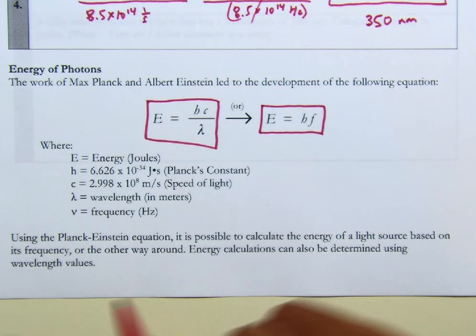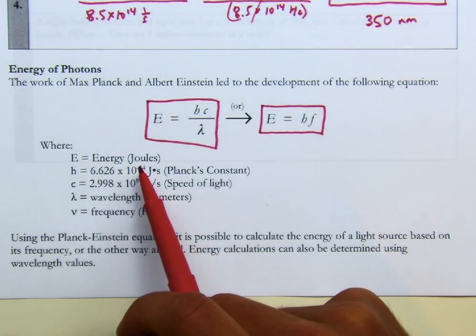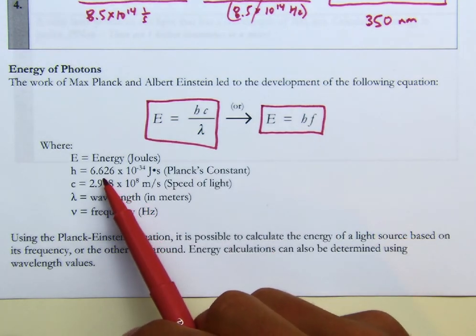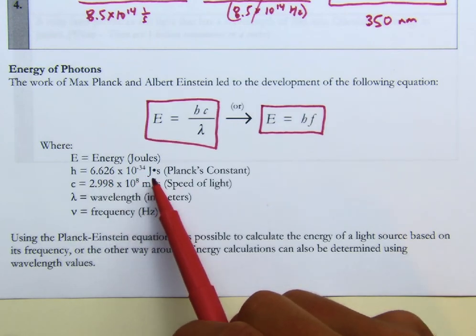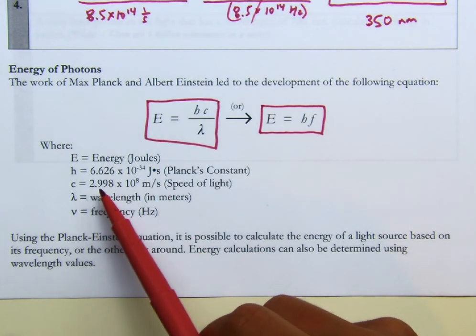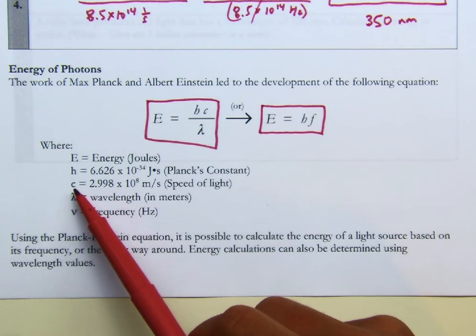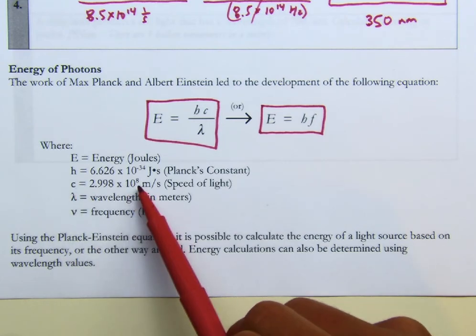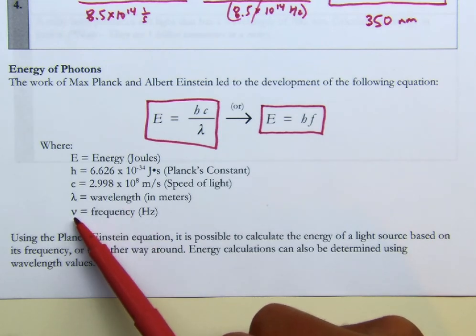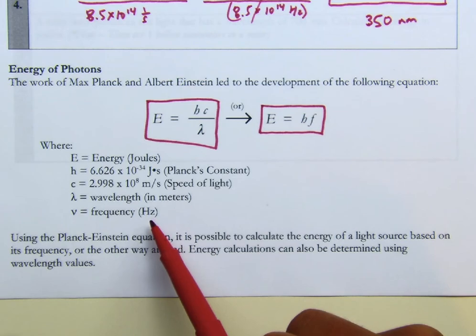So anyhow, the E stands for energy. The unit of energy is joules. We'll learn more about that later in the year. H is what's called Planck's constant, and it's a really small number: 6.626 times 10 to the negative 34 joule seconds. And C is the speed of light, so this is giving it a letter now, right? You've probably heard E equals mc squared, where the C is the speed of light, and there E is energy too. Lambda is wavelength in meters, and nu is frequency in hertz or inverse seconds.